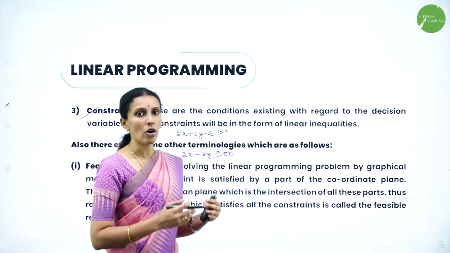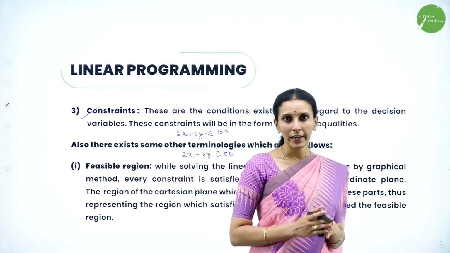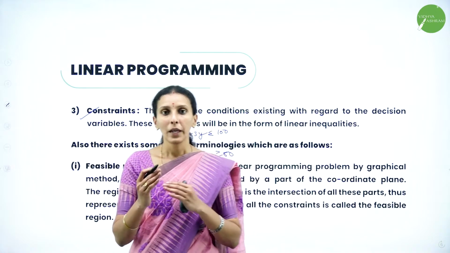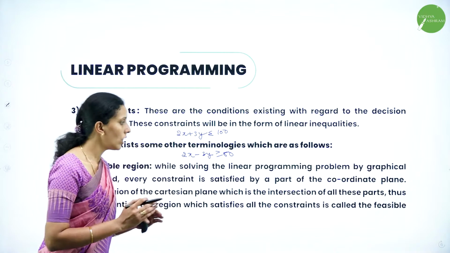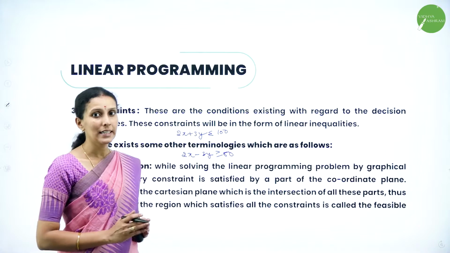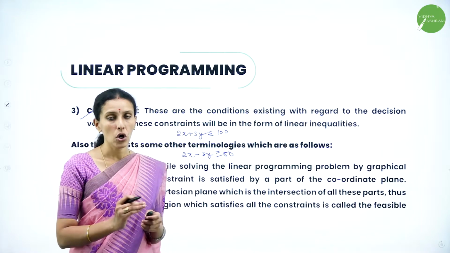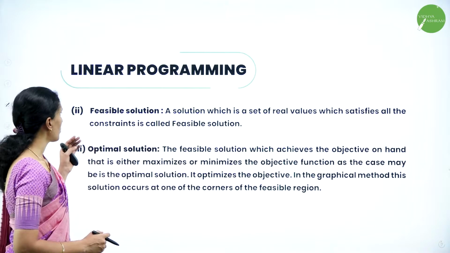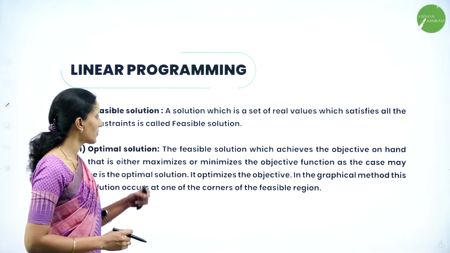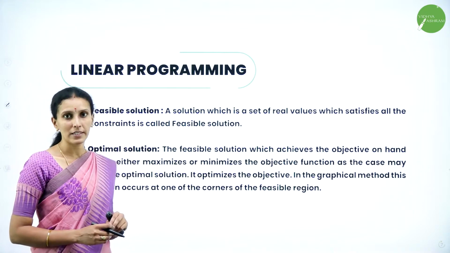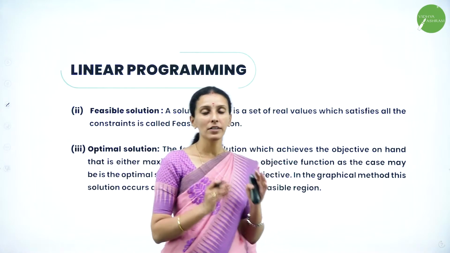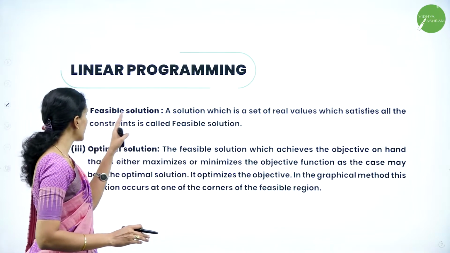When you solve the linear constraints in a coordinate plane, you will get a straight line. The intersection of all these straight lines, below or above the region where all the constraints satisfy the equation, that region is considered as the feasible region or the solution region. Next, we have a feasible solution. A solution which is a set of real values which satisfies all the constraints is called a feasible solution. So the solution where all the constraints are satisfied is called the feasible solution.